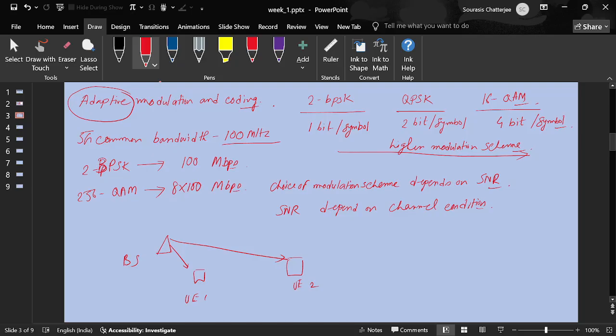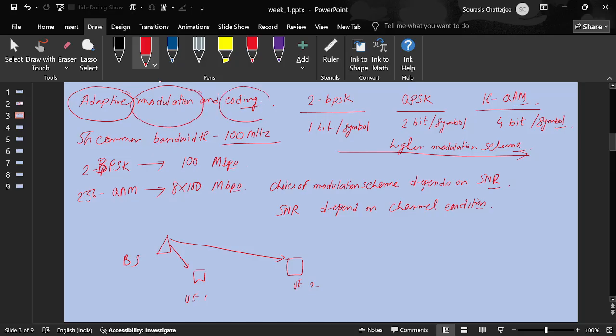MCS number the user equipment has to send to the base station. Yes. So the base station will transmit something like a pilot that is going to be received by both users. So users will calculate the SNR, right? And the user will just forward the MCS index toward the base station. Then the base station knows which modulation scheme to transmit with. So that's okay, that's the modulation part, fine.